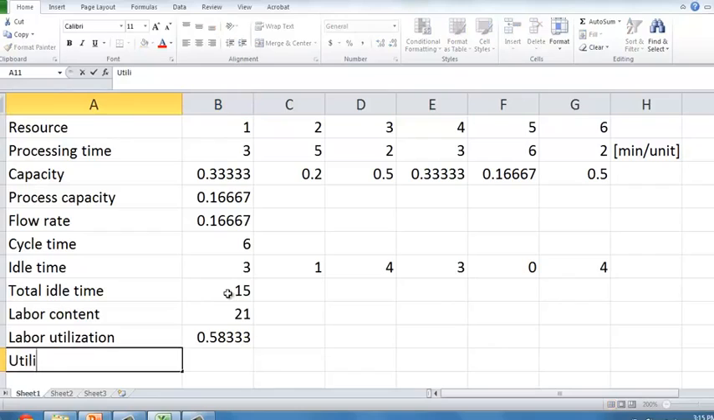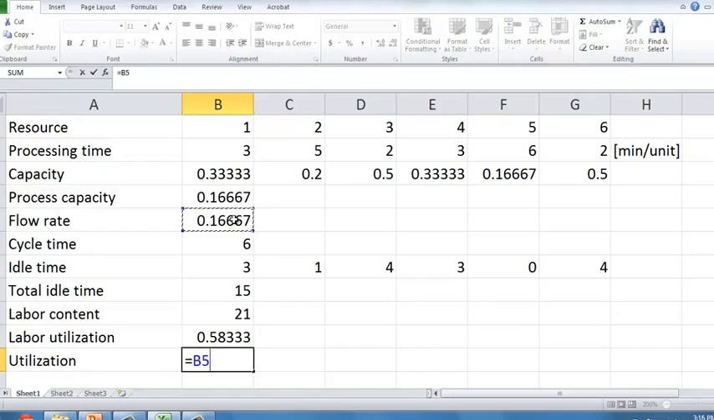Note the following. Let's quickly compute the utilization of each of the 6 steps in the process. Utilization, remember, is the flow rate divided by the capacity.